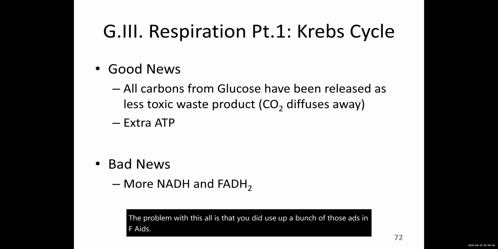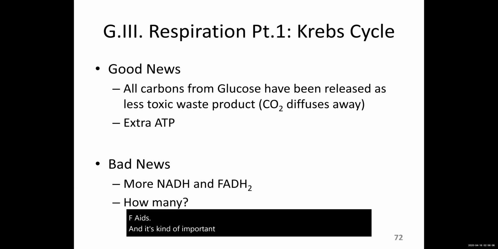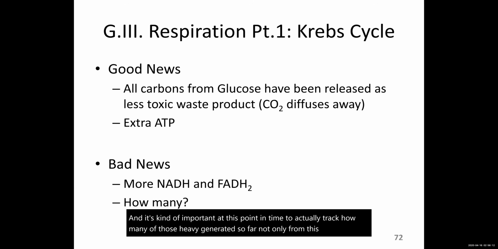It's kind of important at this point in time to actually track how many of those we have generated so far, not only from this step, but also from glycolysis, in which we actually generated a few of them. Okay, so what is the big deal behind the Krebs cycle? Just like fermentation, you're getting rid of pyruvate. So that's a great thing. And just like in fermentation, sometimes you can produce a little bit of extra energy.